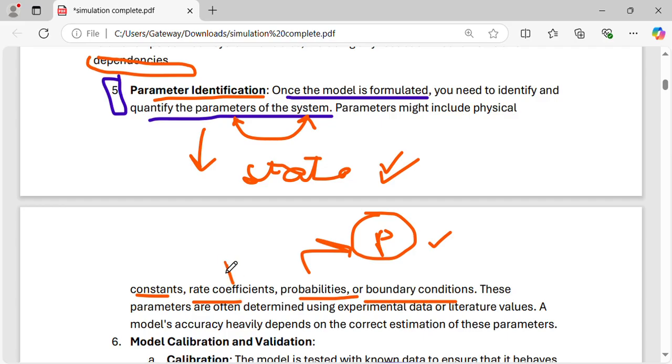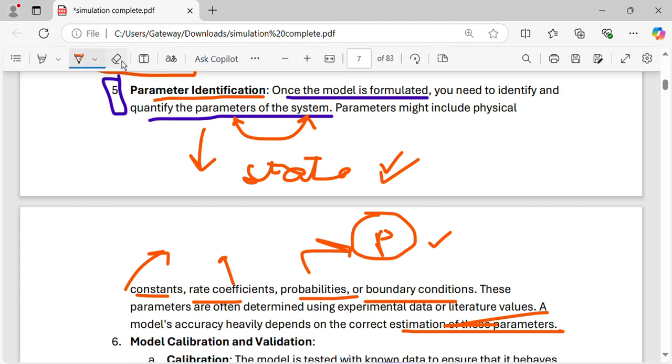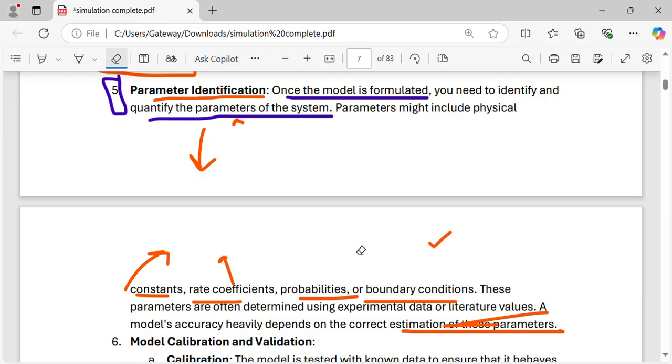Of course, these are really associated with scientific models such as physics or chemistry. These parameters are often determined using experimental data or literature values, yet a model's accuracy heavily depends on the correct estimation of these parameters. So really, really important stuff. And how do we generate the values of these parameters at specific intervals, right?